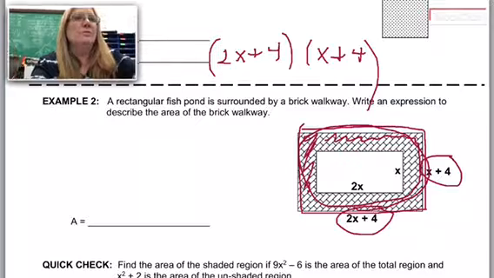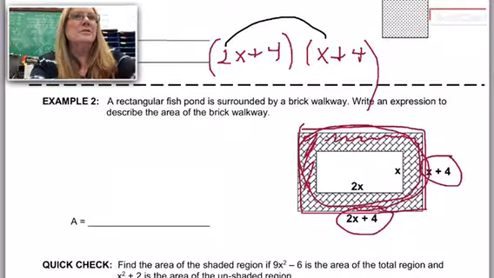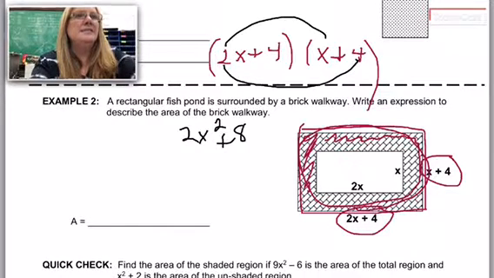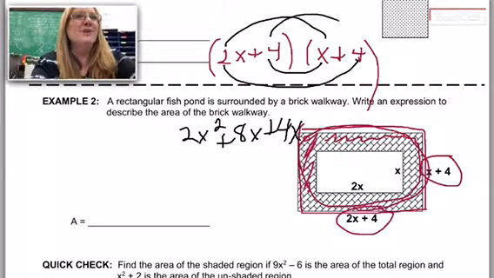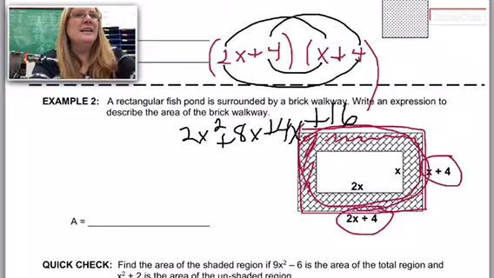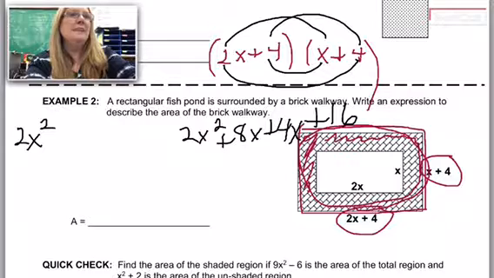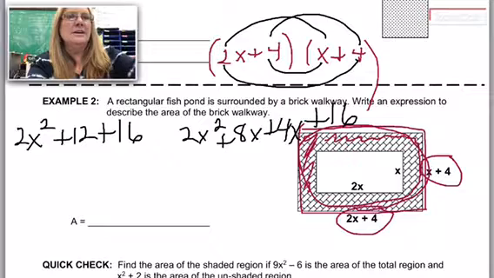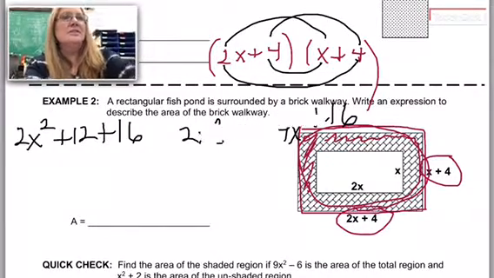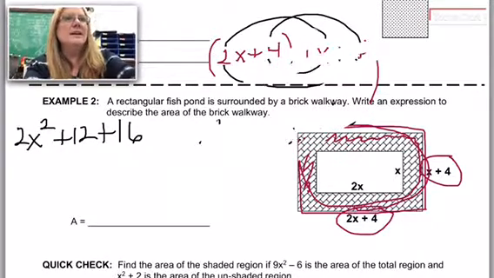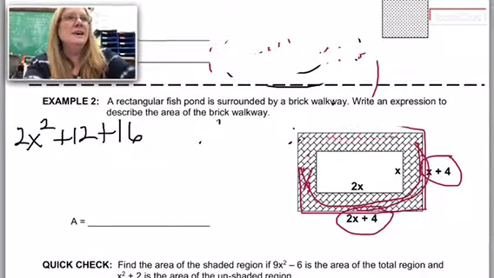Okay, I'm going to use FOIL. 2x times x, 2x squared. 2x times 4, 8x. 4 times x, 4x. Sorry, I'm out of room. 4 times 4 is 16. Let me clear that up a little bit. We get 2x squared. 8x plus 4x is 12x plus 16. Okay, so now that's the area of the entire thing.